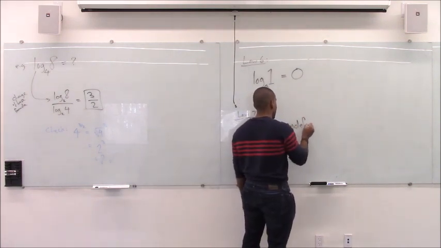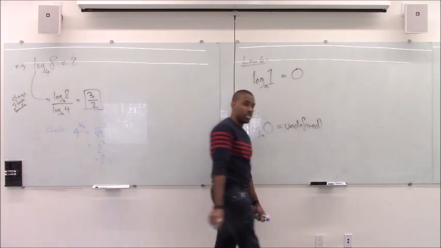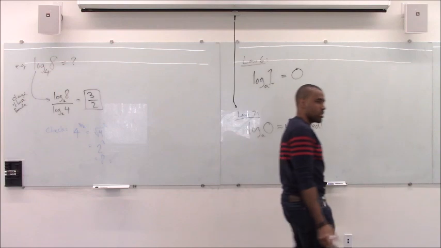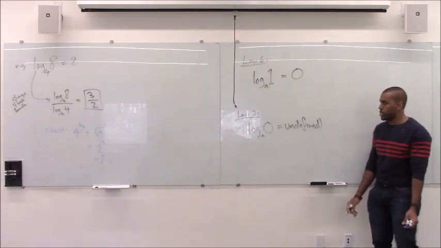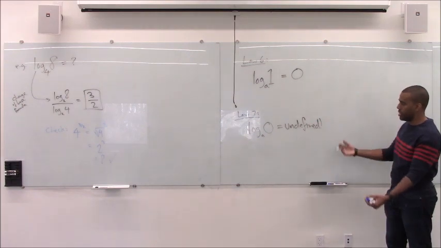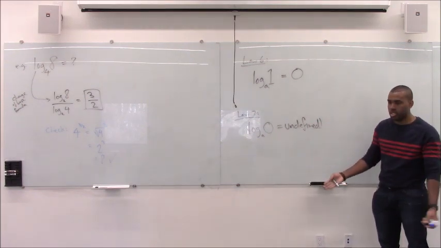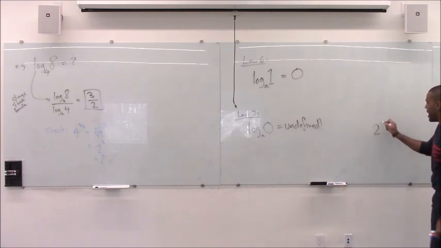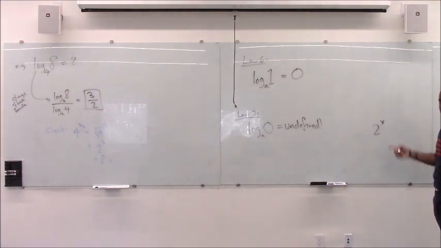No, she's right. It's undefined. Trick question. Log of 0 does not exist, because there is no power that you can raise a positive number to get 0. You raise it to a positive power, it'll get bigger. You raise it to a negative power, that's just taking a reciprocal. You raise it to 0, you get 1. There's no number. If you have 2 to the x, you can't choose an x value that makes that 0.